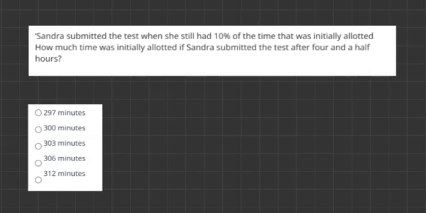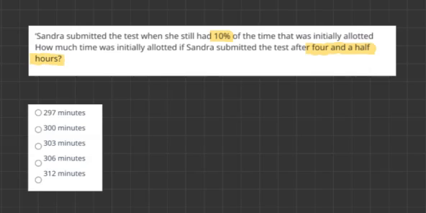Sandra submitted the test when she still had 10% of the time that was initially allocated. How much time was initially allocated if Sandra submitted the test after 4.5 hours? So as always, we're going to highlight the key information, and we've got 10% and 4.5 hours.